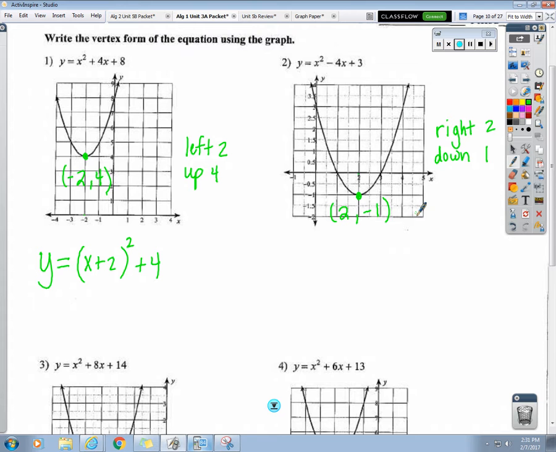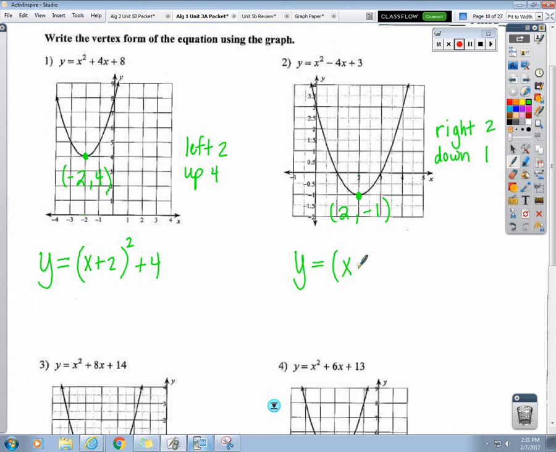What would the axis of symmetry be for this one? X equals 2. Because to cut this parabola in half, wouldn't you have to come down through the x-axis at 2? So x equals 2. Now to write the equation, it would be y equals, how do you represent right 2?